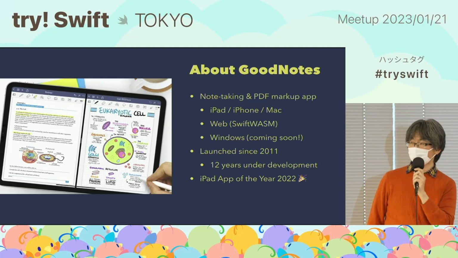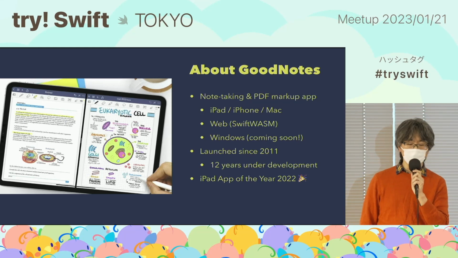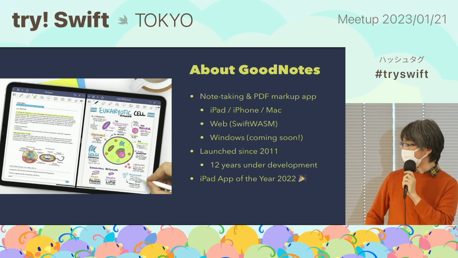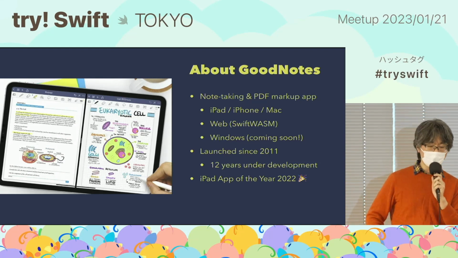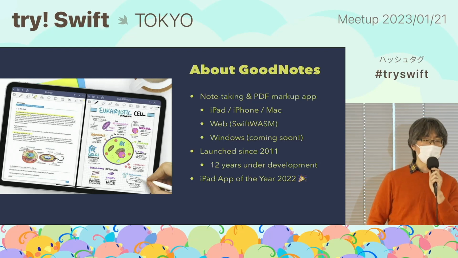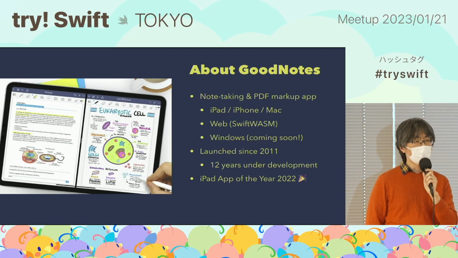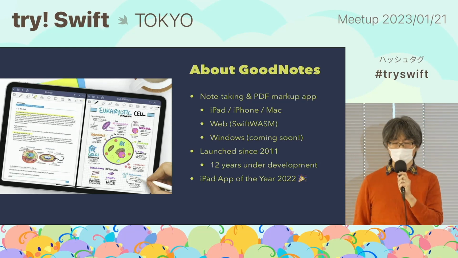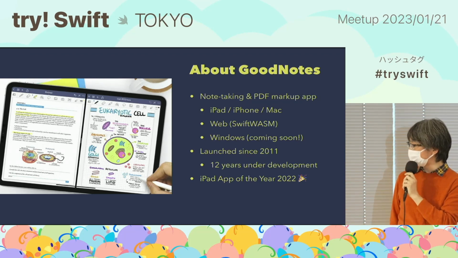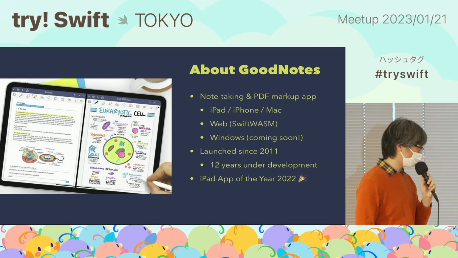So today's topic is about my experience in production. So let me also introduce GoodNotes. GoodNotes is a note-taking and PDF markup app for iPad, iPhone, and also available on Mac. And as Katei-san just talked, we also support web, including Windows, which is run by SwiftWasm. This app has a long history and is a long-running product, 12 years old now. And last year, we got iPad App of the Year 2022, awarded by Apple.